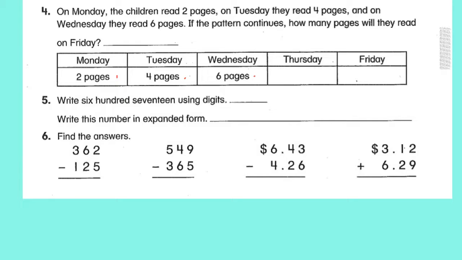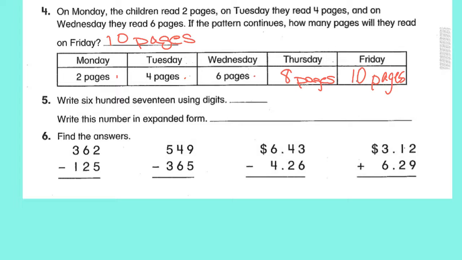So let's look at the pattern. 2, 4, 6. Looks like the pattern is a +2 pattern. So Thursday would be what number? Yes, it would be 8 pages. And that would make Friday, get ready, 10 pages. So the answer is 10 pages.